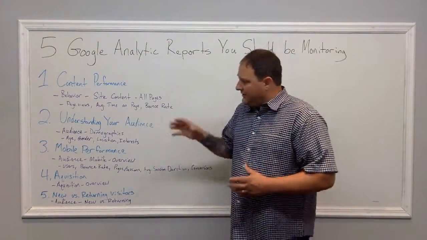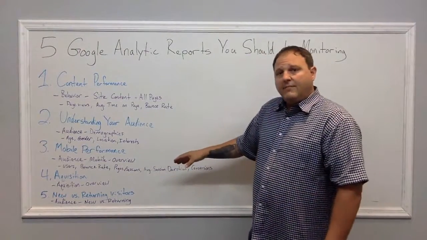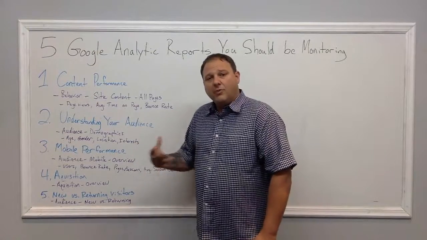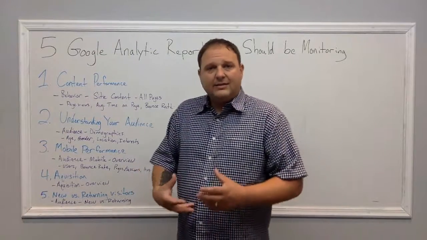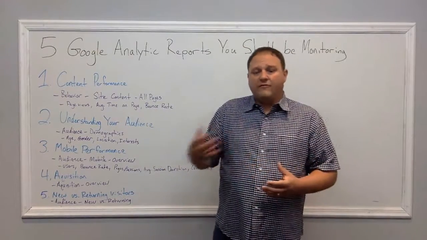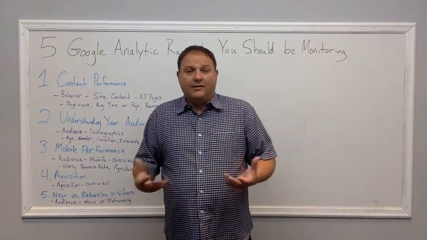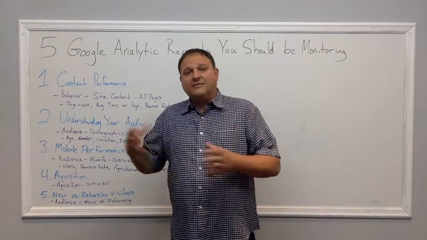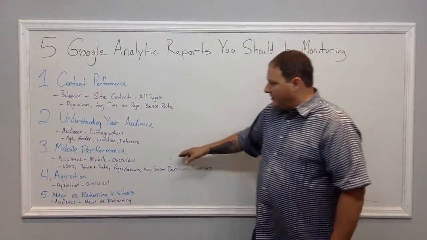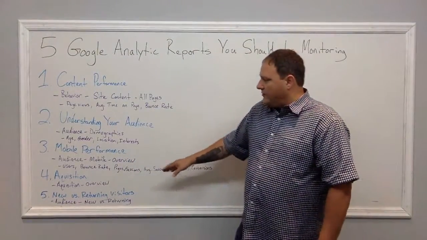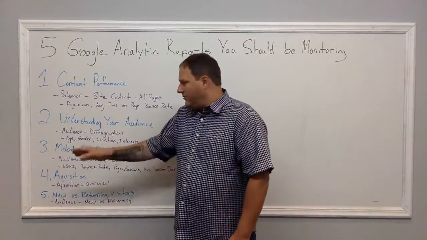It's very important to look at this because if your audience on mobile phones is not staying on your site that long, if they're bouncing a lot, if your conversions are low, then what you need to do is adjust your site so it's better optimized for these mobile users. To do this, you'll go to Audience, Mobile, Overview. Again, this is in the left-hand menu.